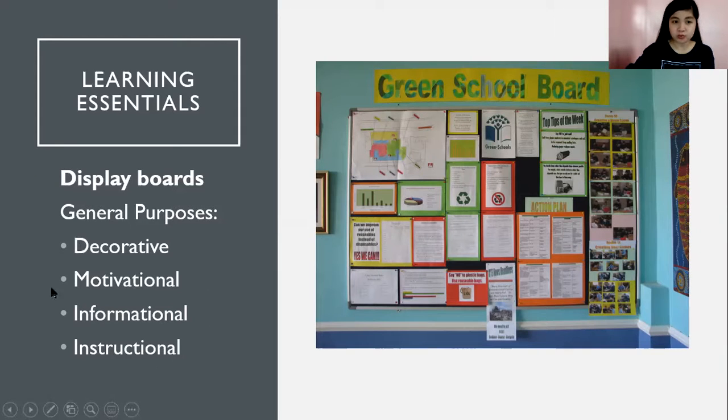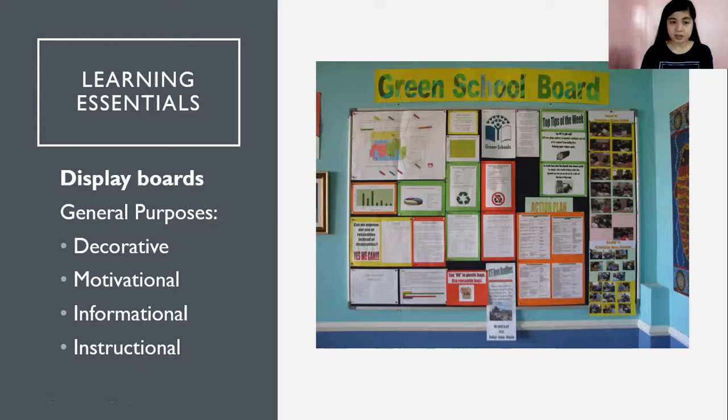Okay, so you see here the general purposes of display boards. We have actually four. Number one is decorative. They offer visual stimulation and appeal to aesthetics. Number two, it has to be motivational. When we say motivational, they encourage students to perform better and have greater confidence.